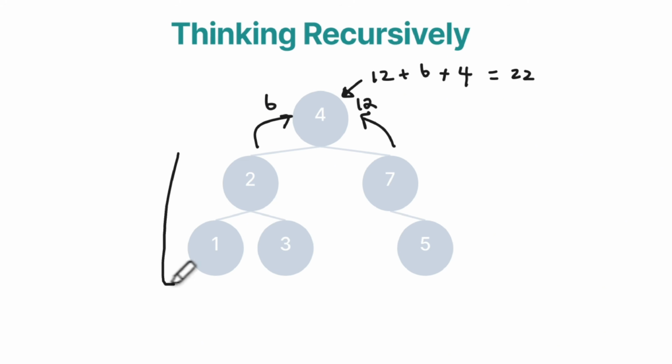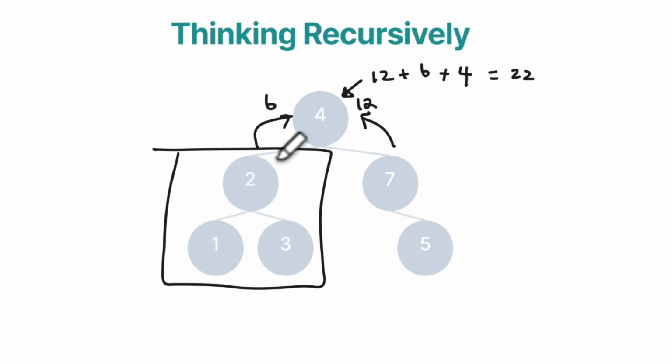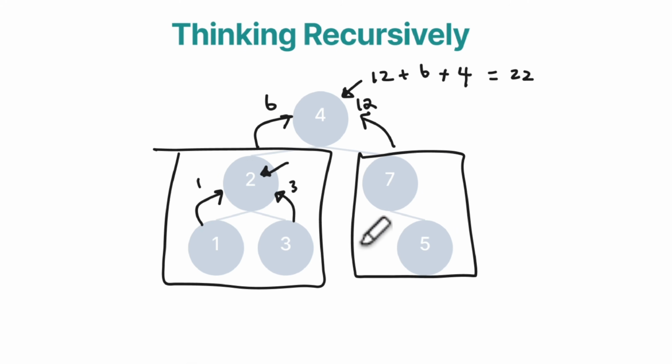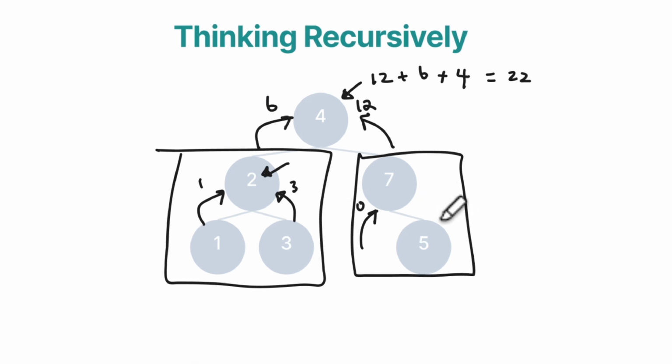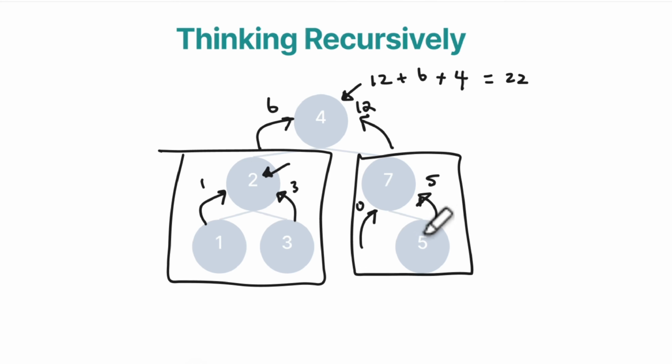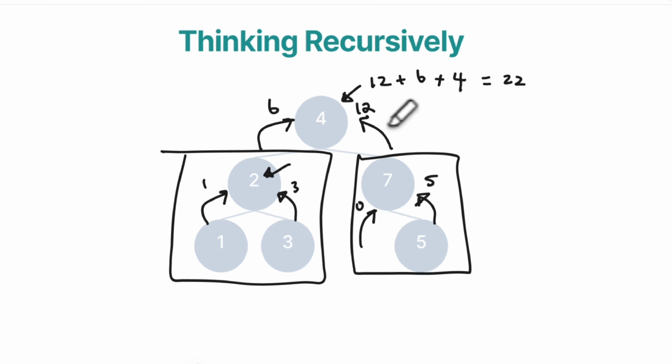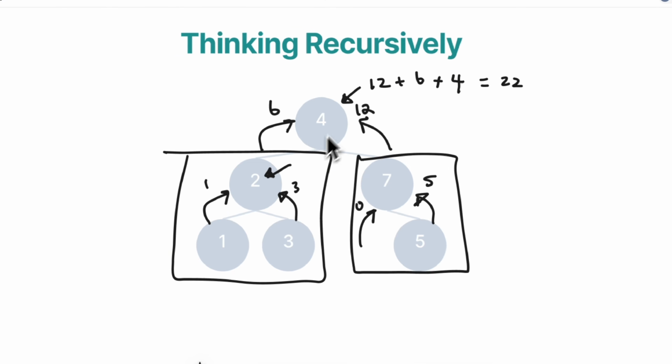So if we look at this left subtree right here, we're going to pick this node 2 as the root. Its left subtree has sum 1. Its right subtree has sum 3. Now 1 plus 3 plus 2 is going to give us 6, which then in turn can be used to find the sum of the entire subtree like we just saw. Same thing with this subtree right here. Its left subtree has sum 0, right subtree has sum 5. 5 plus 7 plus 0 is going to give us 12, which again is part of the sum of the entire subtree.